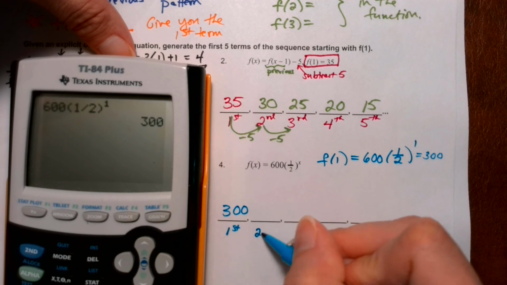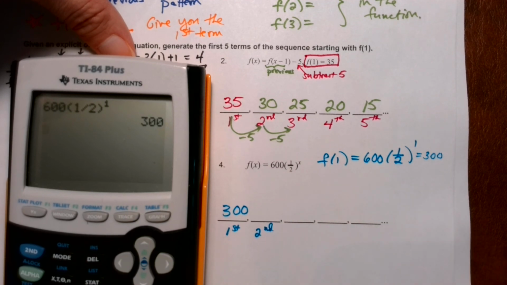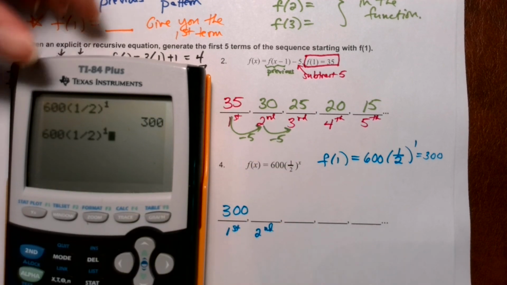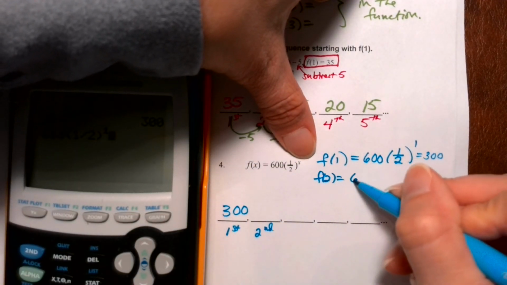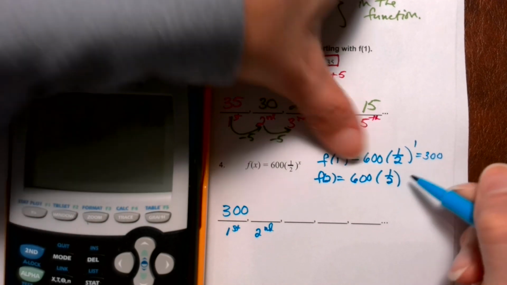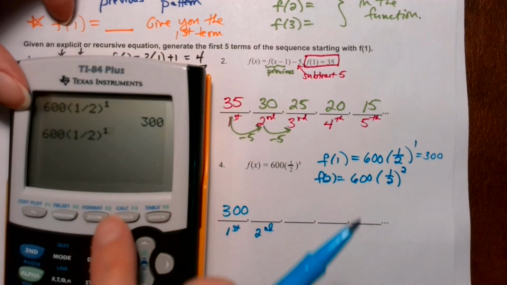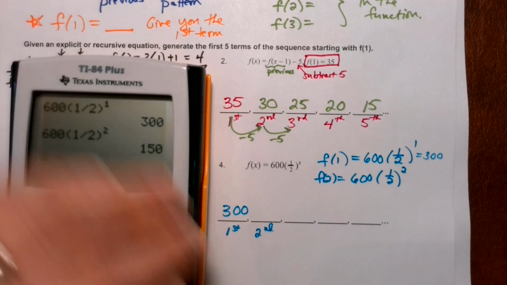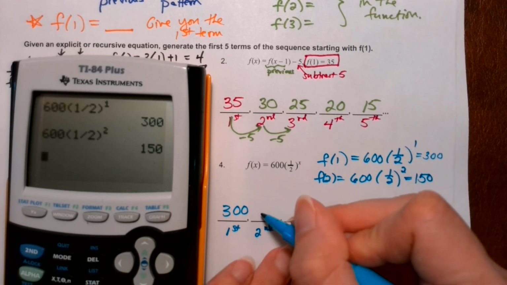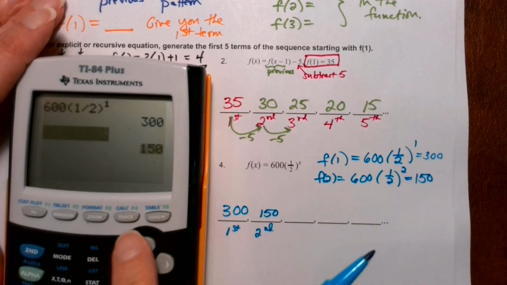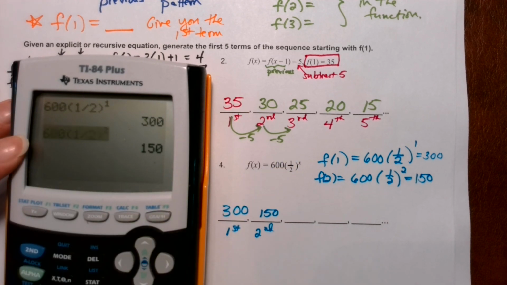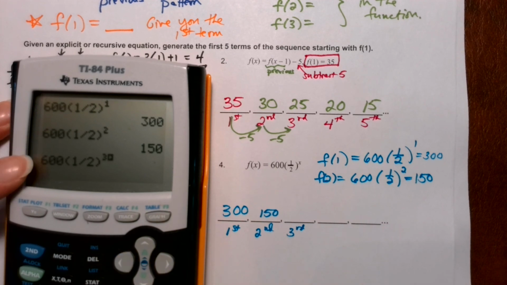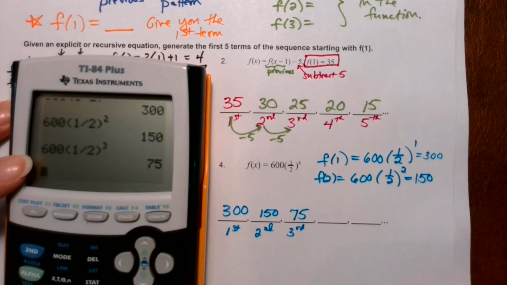How about the second term? I'm going to go up here and grab that answer. F of 2. Now I'm going to take 600 times 1/2 to the power of 2. I'm just going to arrow over and change the power of 1 to an exponent of 2. And it's 150. Did you know that you could go up here, grab your last typing, and instead of a 2, change the 2 to a 3? That makes 75.